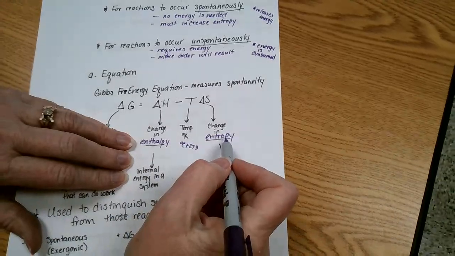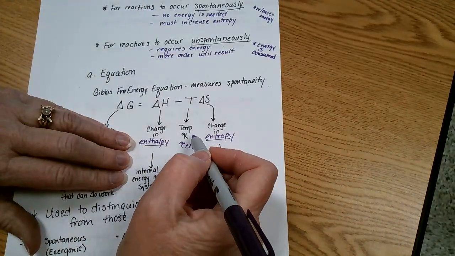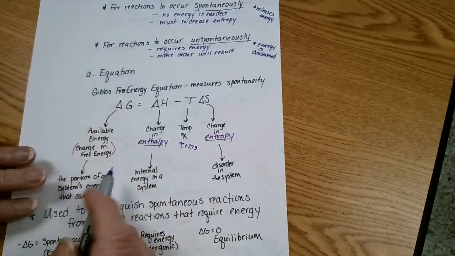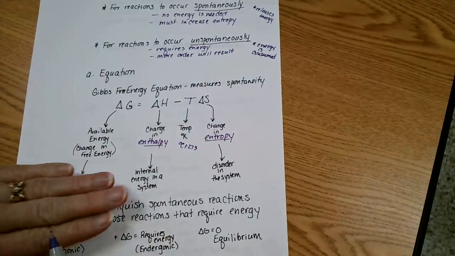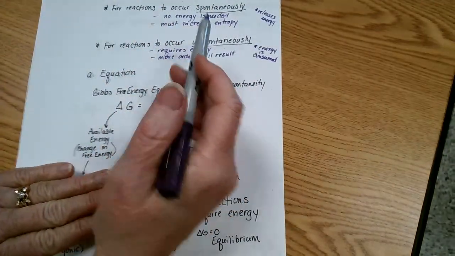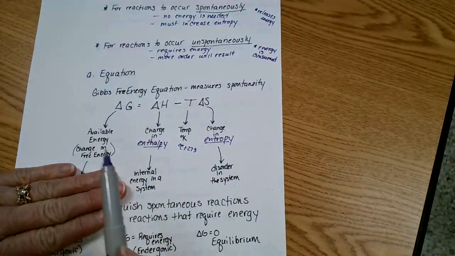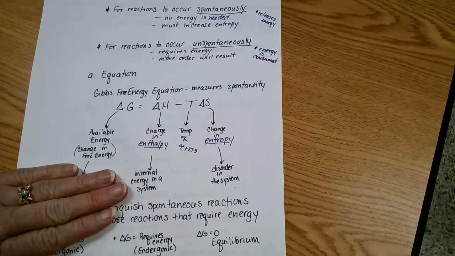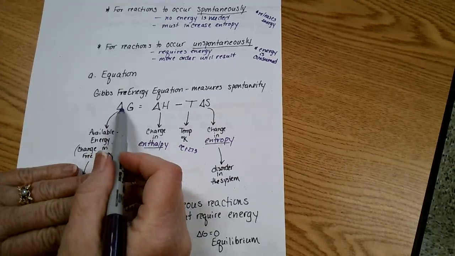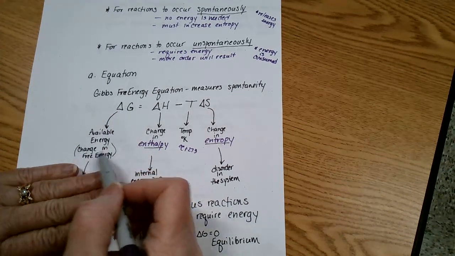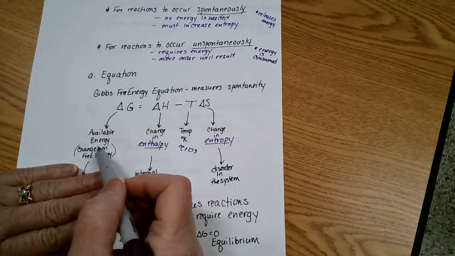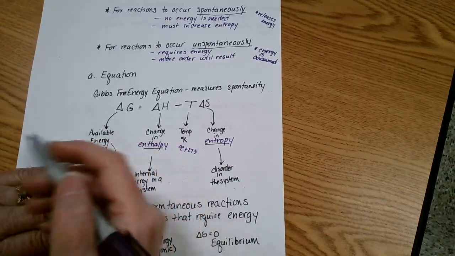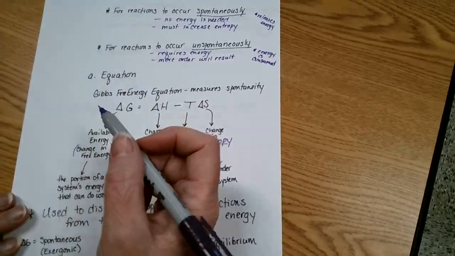So we got entropy times temperature, subtract that from enthalpy, and that's what the available energy will tell us. Now remember, we said up here, available energy is a measure of a system's instability. Is that system going to require energy or not? So when we figure out the delta G, that's going to say our available energy, the change in the free energy. That's the energy that's now available to us.